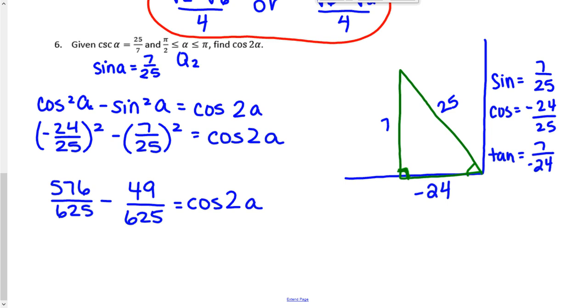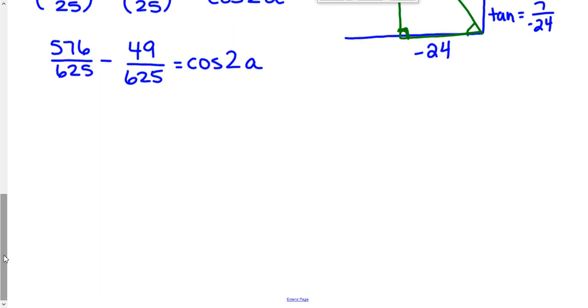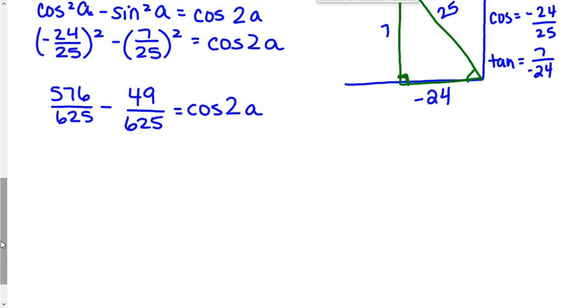All right, and the final answer. Man, if only you had this magic device to plug it into. 527. And is that going to be something that reduces? Do you remember how to tell in your calculator?